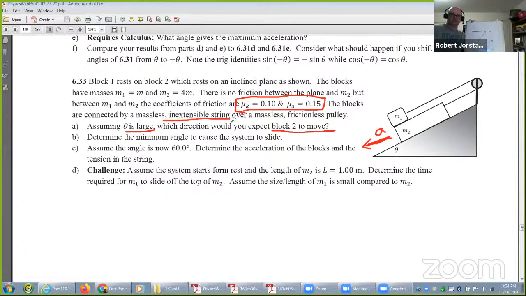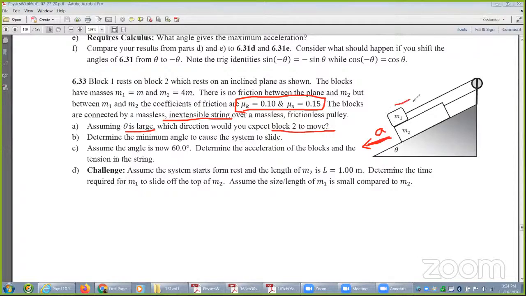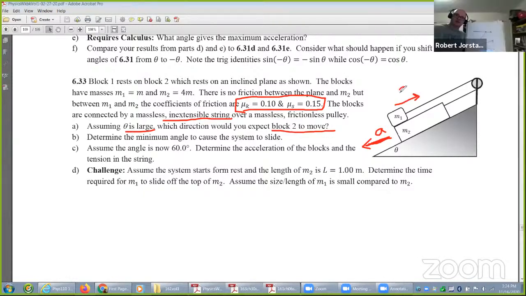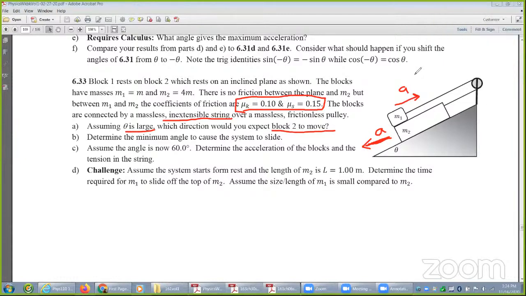They're connected by an inextensible string. What's 1 going to do? It's going to accelerate in the opposite direction. Okay. Is the A the same here, right? A equals A. So in this case, what are the internal forces?